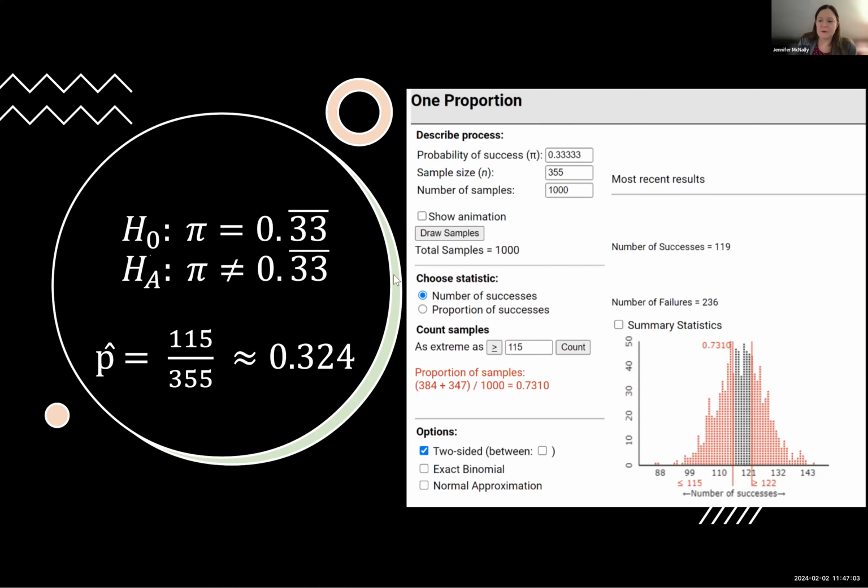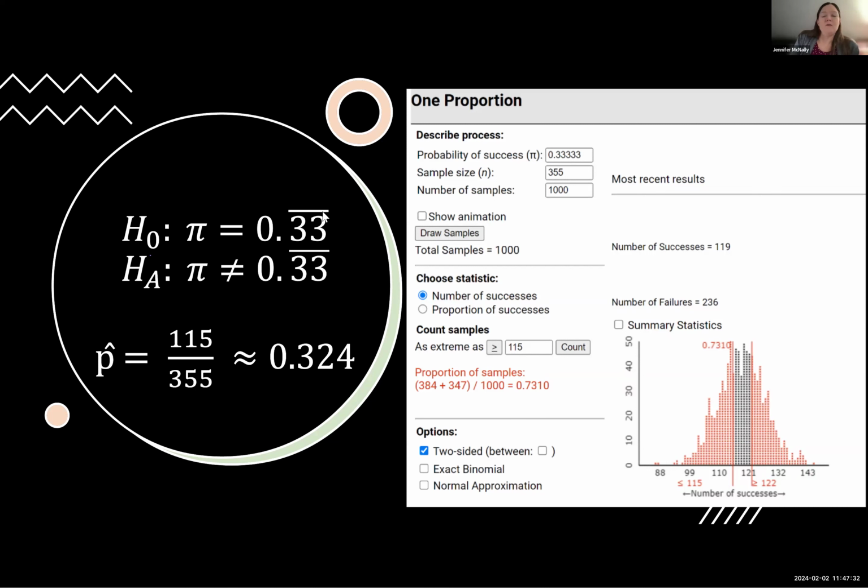Yeah, you're right. I should probably flip that on. So the nice thing about the applet is I can switch between number of successes and proportion of successes. And I probably should have switched to proportion of successes before I took the screenshot, because then we'd be able to see this in terms of percentages, which would be a lot easier to see. The 115, yeah, and so on. So thank you, Felicia.